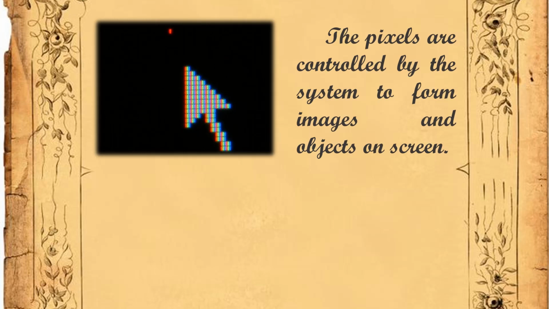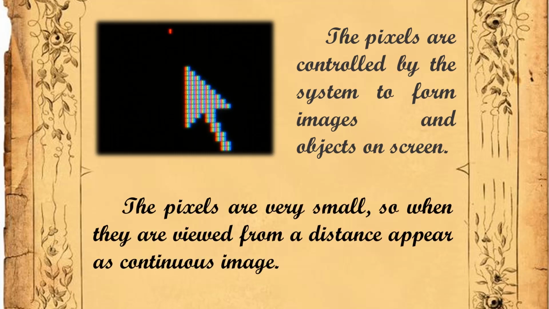Pixels are controlled by the system to form images and objects on the screen. You can see the zoomed image of a mouse cursor and how it is formed by pixels. When these images are viewed from a distance, they appear to be continuous images.